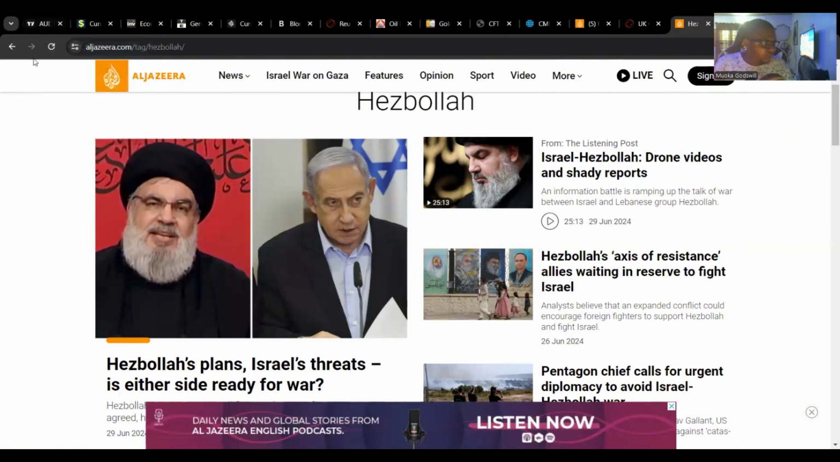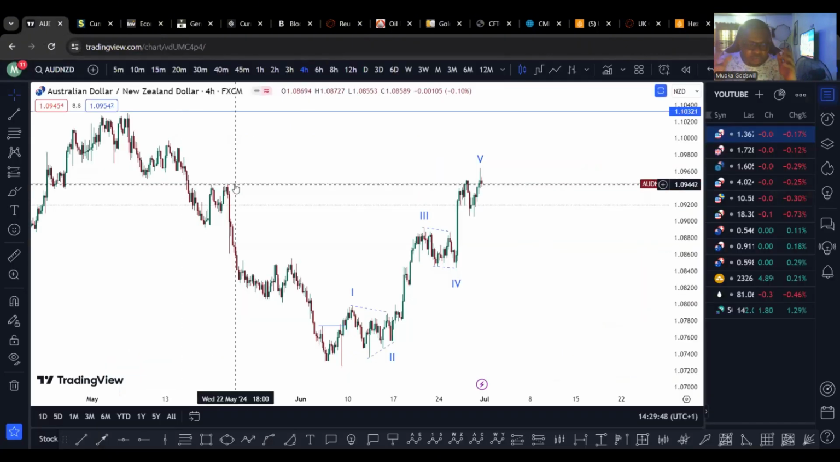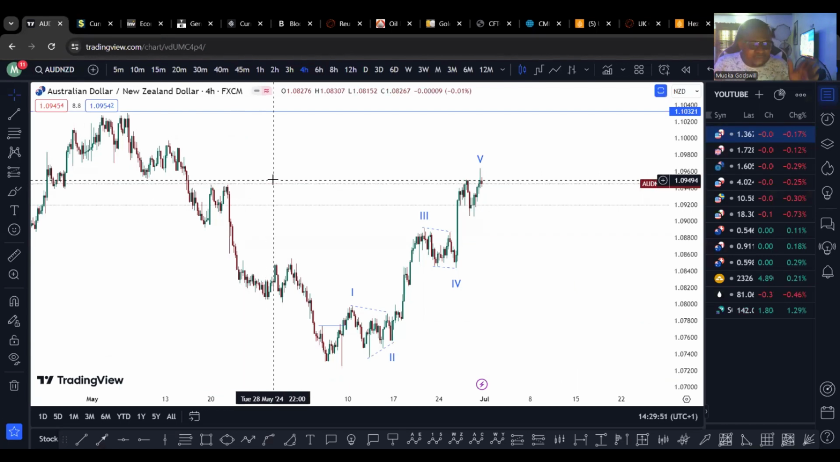So now we are done with the economic calendar and geopolitics. Now we focus on the chart and overlay what we have just said on the chart. So that is the most important thing, because a lot of traders' problem is not understanding fundamentals and how to overlay them technically on the chart.